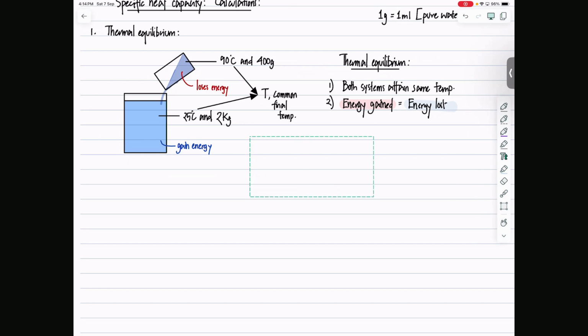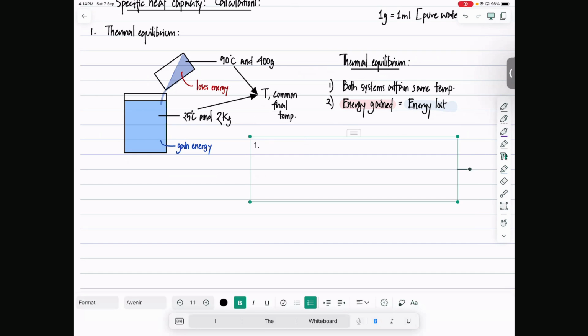Question: did you understand the concept? You mix the two liquids, they lose energy, they gain energy, and eventually they both will reach a common final temperature. And that common final temperature is the equilibrium temperature.